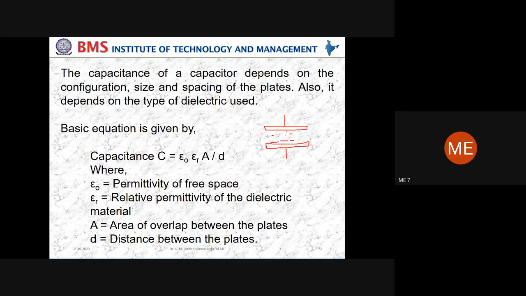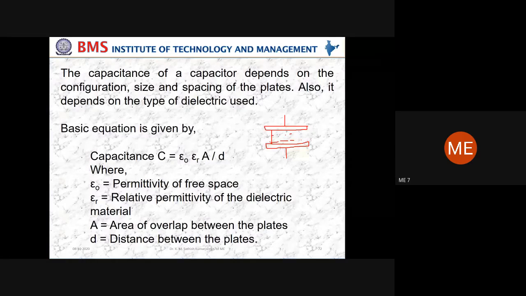Now the capacitance is the charge, as known to you, and epsilon naught is what? Permittivity of free space. It's nothing but the air generally, and the value of epsilon naught is going to be 1. And epsilon r is the relative permittivity of the dielectric material which is present here. And then A is the area of overlap between the plates.